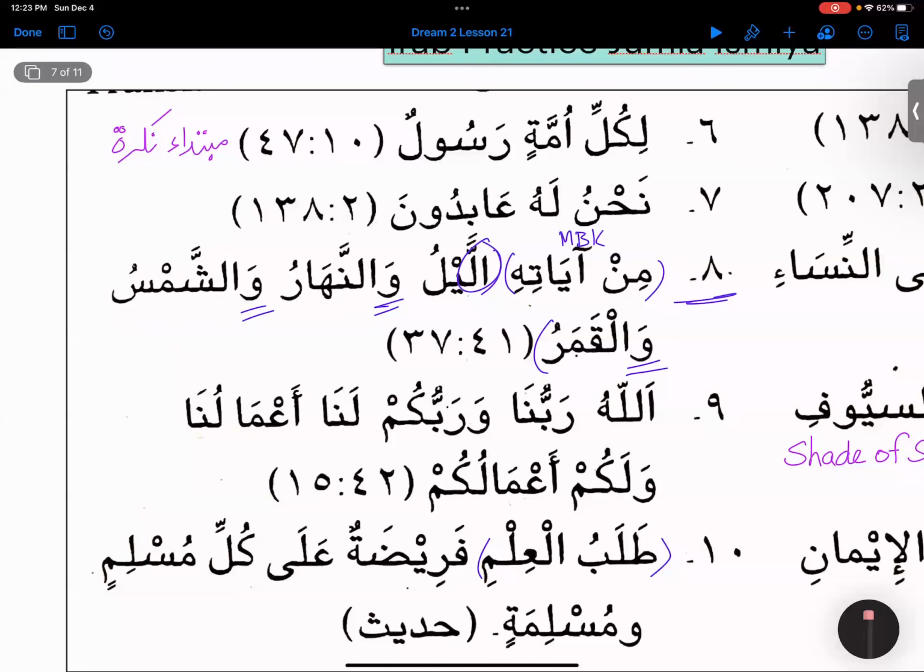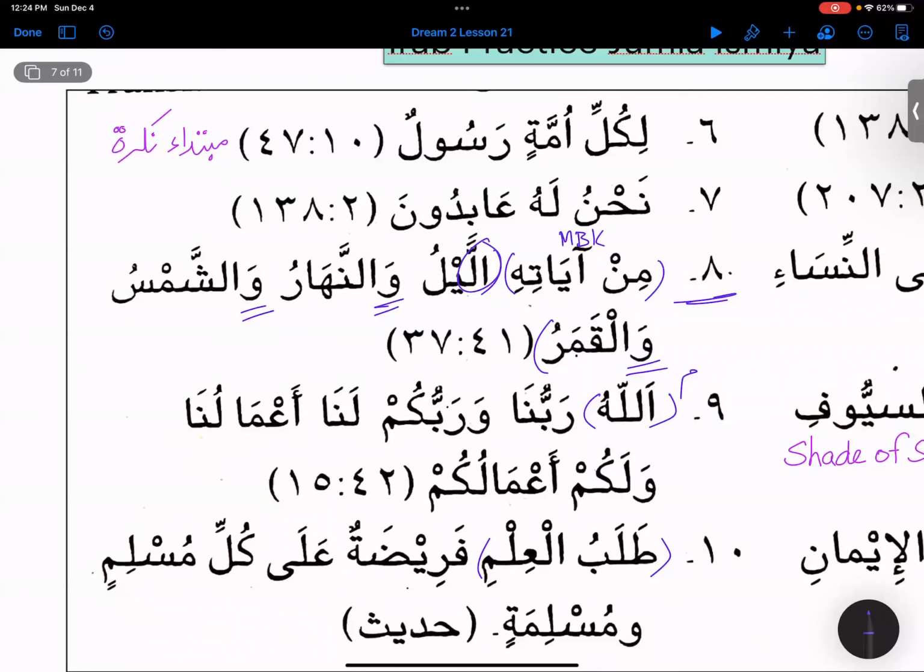Allahu Rabbuna wa Rabbukum, lana amaluna wa lakum amalukum. So how can we break it down? Allahu. What kind of sentence are we looking at? Ismiya. Allah is our Rab, Allah is your Rab. Allahu is mubtada. Do not say Allah is mubtada. The word Allah, or Lafzul Jalala, is mubtada. And then Rabbuna.